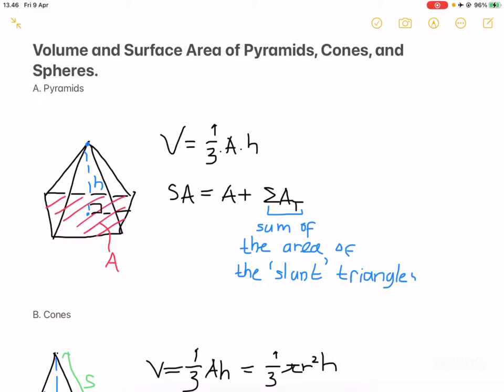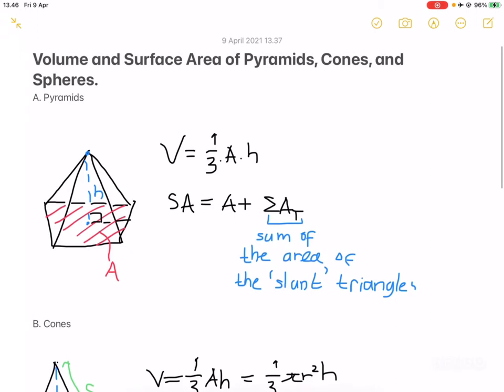Today we're going to look at volume and surface area of pyramids, cones, and spheres. So these are the remaining 3D shapes or solids that you need to know about. So, pyramids.